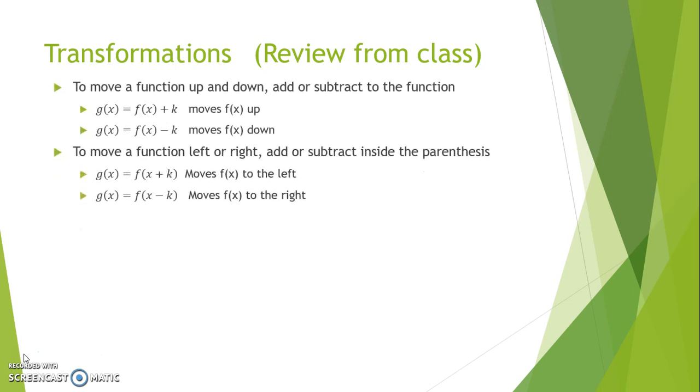To get a function to move up and down, so whenever you start with a parent function, to get it to move up or down, you would need to add or subtract to the function. So to get g of x, if g of x is the new function and f of x is the parent function, if you take the parent function and you add or subtract to it, then you end up with f of x moving up, and if you subtract, f of x moves down.